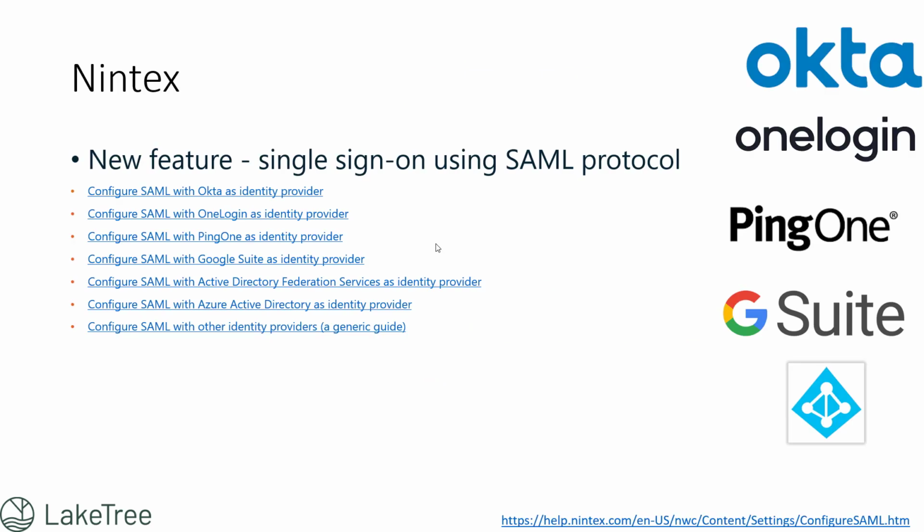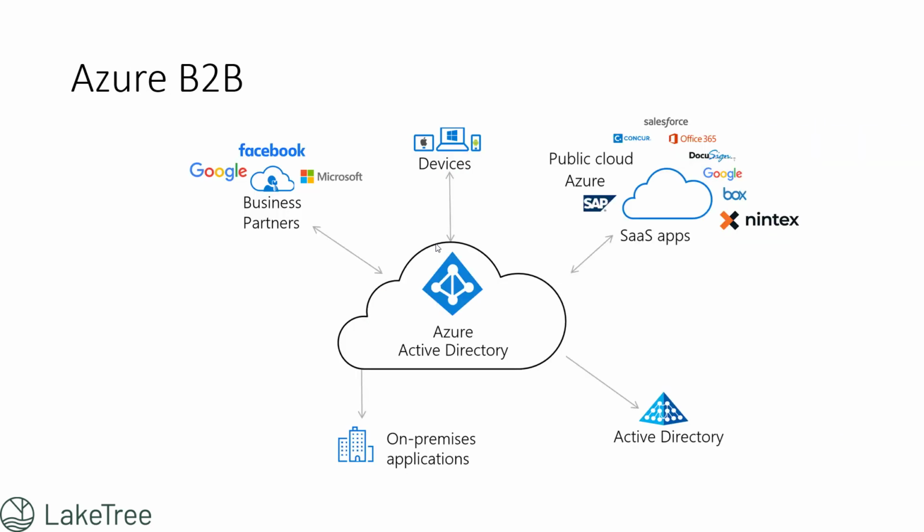Nintex has recently released a new feature allowing for single sign-on using the SAML protocol. This enables other identity providers such as Okta, OneLogin, PingOne, G Suite, and Azure Active Directory. Here at Laketree, we have Azure Active Directory for our user accounts. This allows for single sign-on to our SaaS applications as well as on-prem applications.